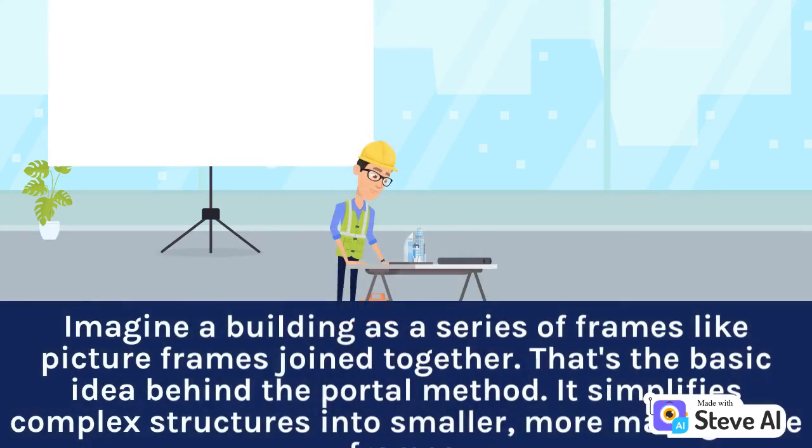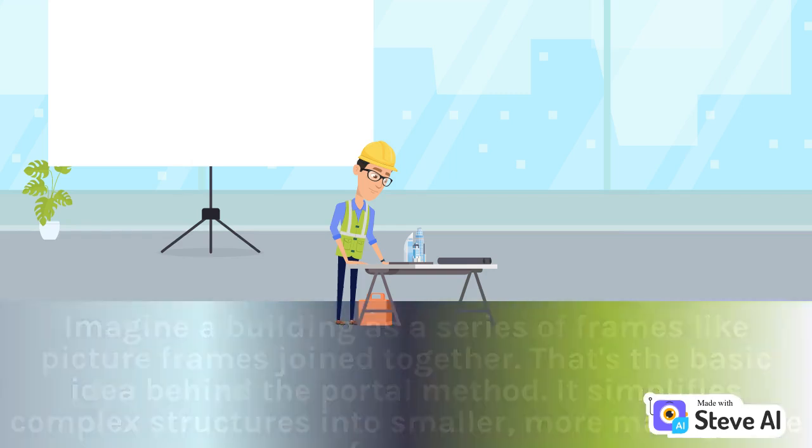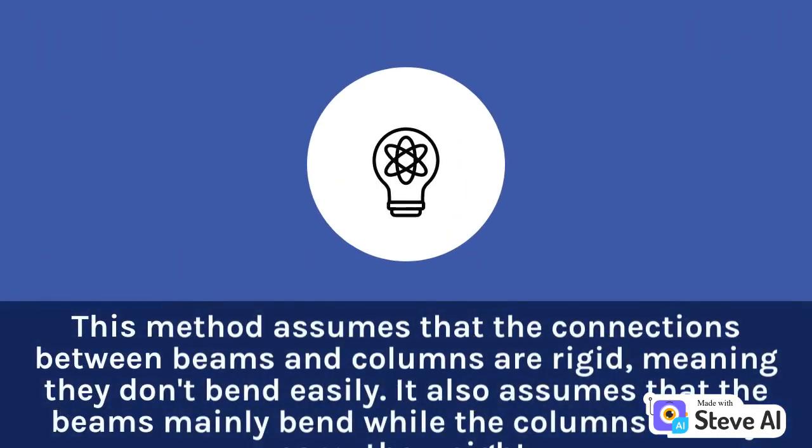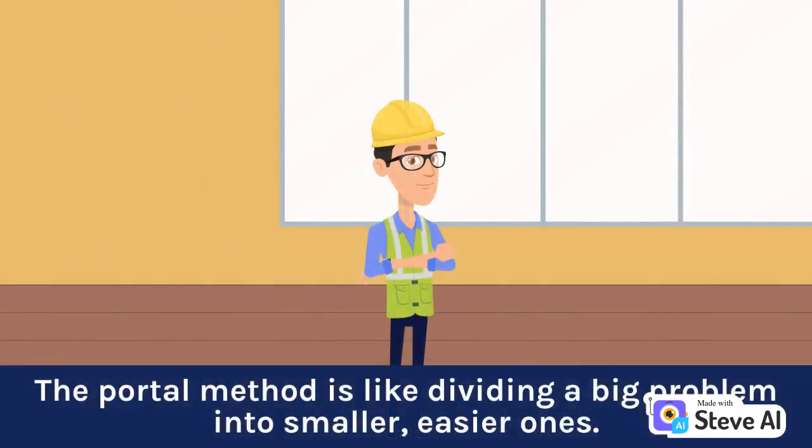Imagine a building as a series of frames like picture frames joined together. That's the basic idea behind the portal method. It simplifies complex structures into smaller, more manageable frames. This method assumes that the connections between beams and columns are rigid, meaning they don't bend easily. It also assumes that the beams mainly bend while the columns mainly carry the weight. The portal method is like dividing a big problem into smaller, easier ones.